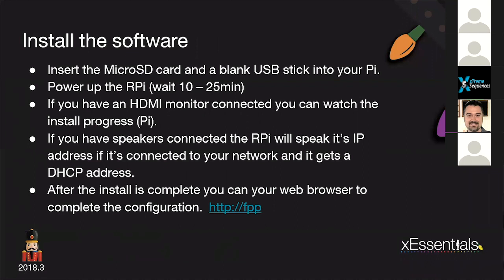To the overview for installing the software, you'll download it first of all. You'll put the micro SD card into the Pi as well as the USB stick. Boot up the Pi, wait 10 to 25 minutes, and then you should be able to connect. I talked about the HDMI monitor and having speakers connected. You'll be able to hear the IP address. After the install is complete, you can connect to that URL, and you should be able to launch the web UI.